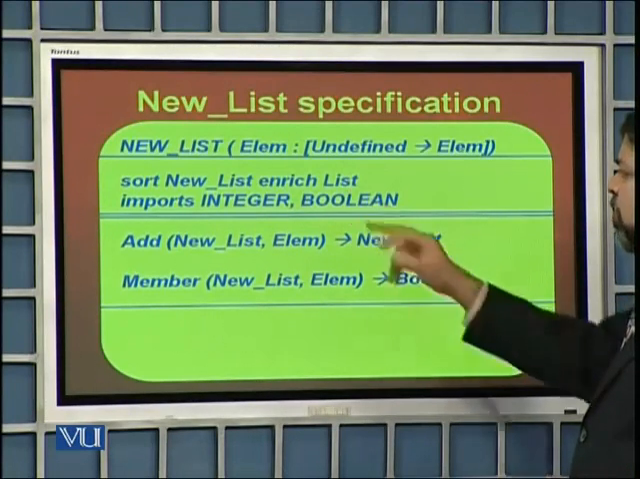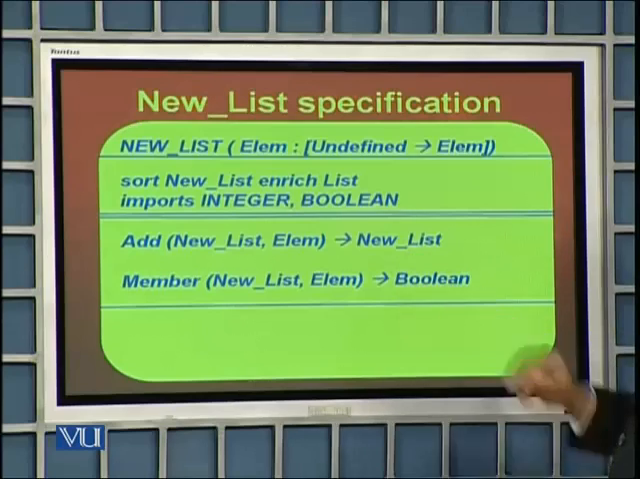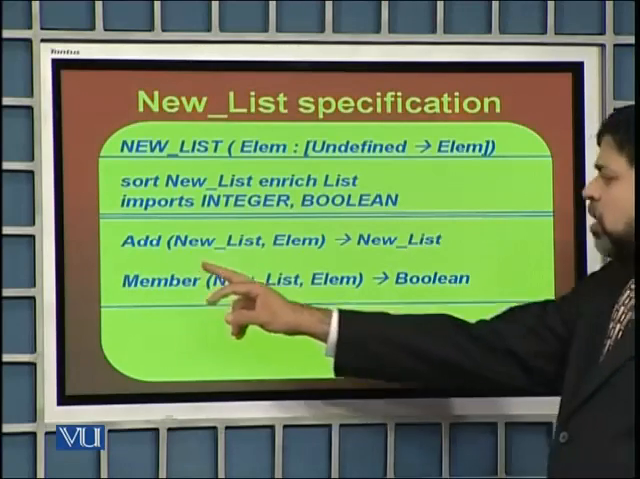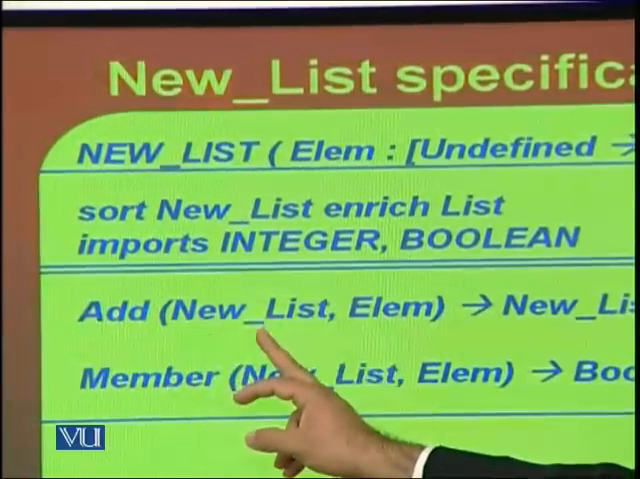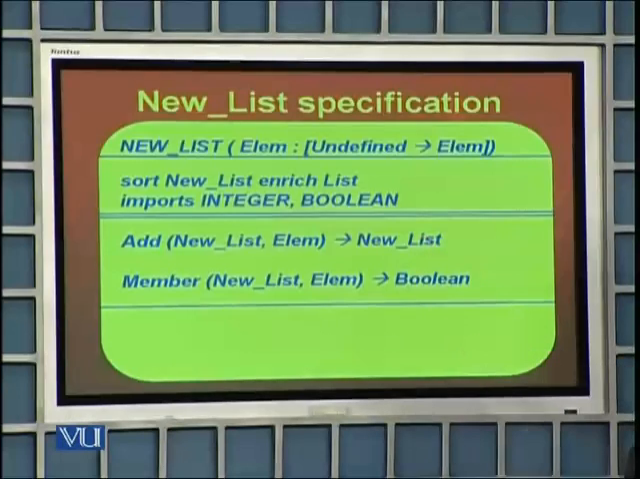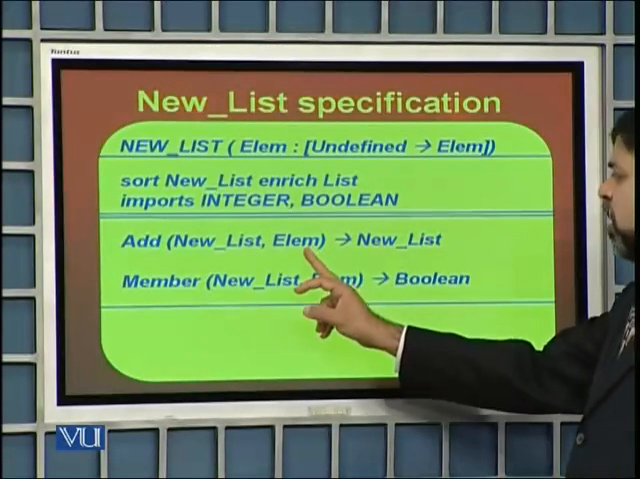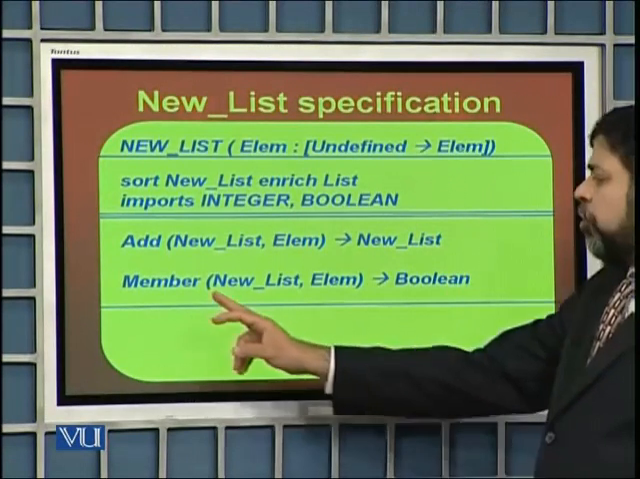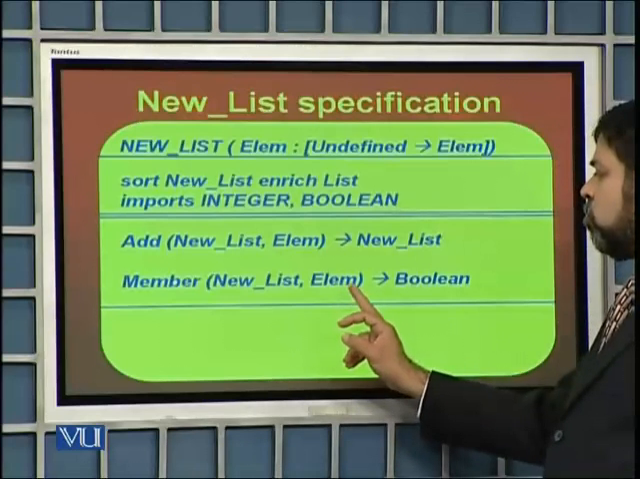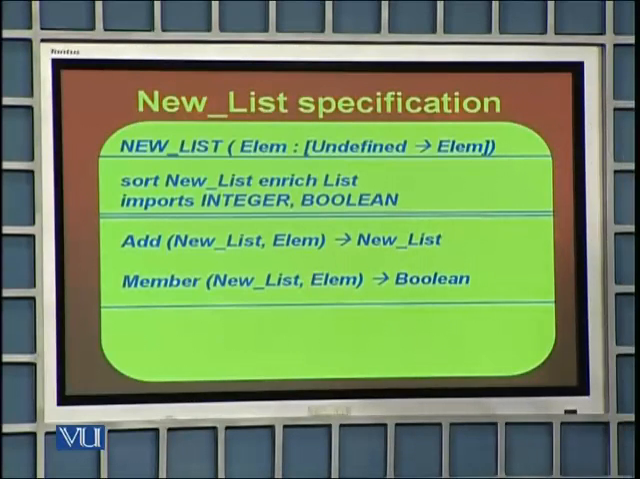We had all the methods in the list except for these 2 methods, add and member. We have add, where the 2 parameters are new list and element. It gives us a new list by adding this element at the top of the list, in the front. And we have member, which tells you whether this element is present in this list or not. So these are the two new methods. We will have to write the axioms for these two.